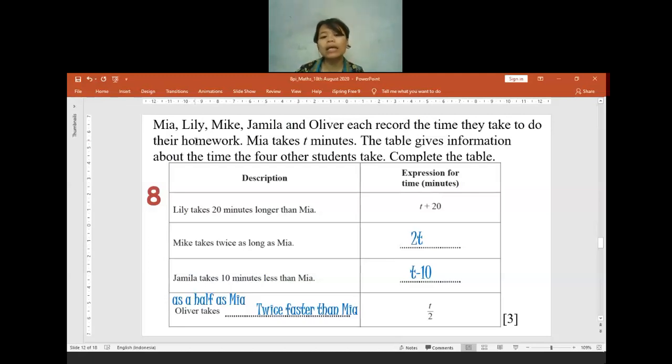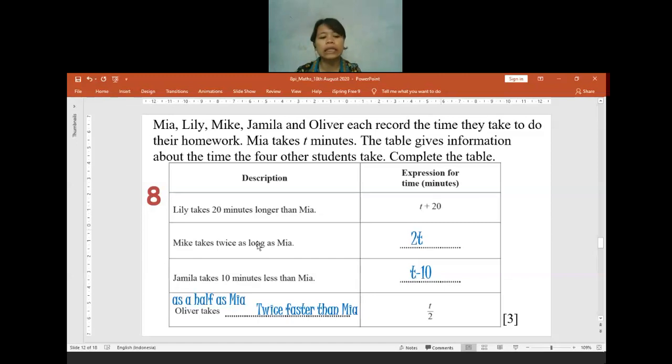And then the time taken is 3 minutes. We don't know what exactly t is. So we cannot say it is 5 minutes, is it 20 minutes, we don't know, we just keep it as t. And then now we have another information that Lily takes 20 minutes longer. If longer, it means the time taken will be bigger. So we will plus it, t plus 20.